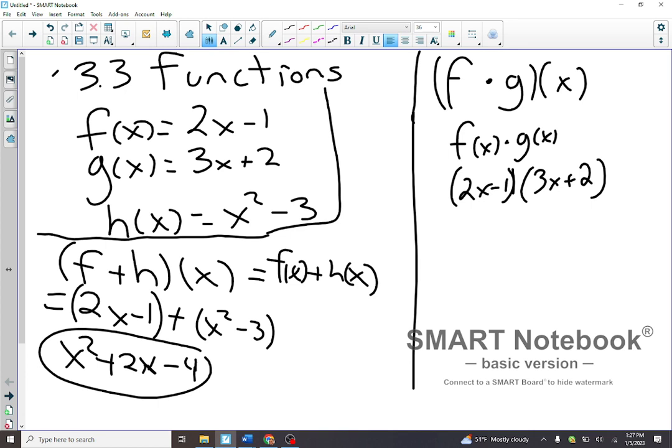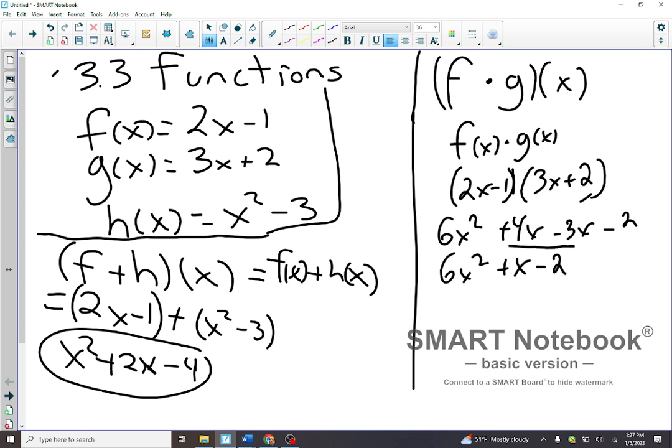This you factor? Not factor, but FOIL. You multiply since it's multiplication. This one's plus, so you combine like terms. So this is going to be foiling: 6x squared plus 4x minus 3x minus 2, which is 6x squared plus x minus 2. So combine like terms if possible. In this case, you can.